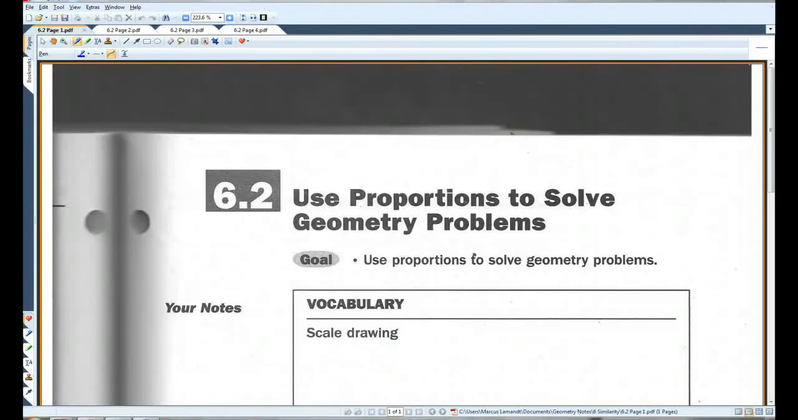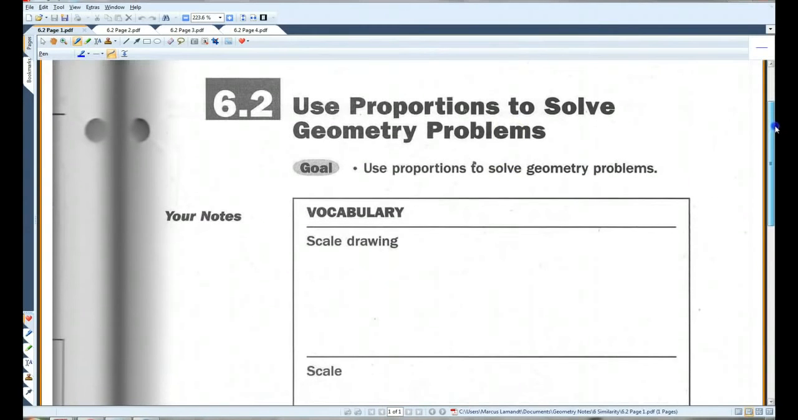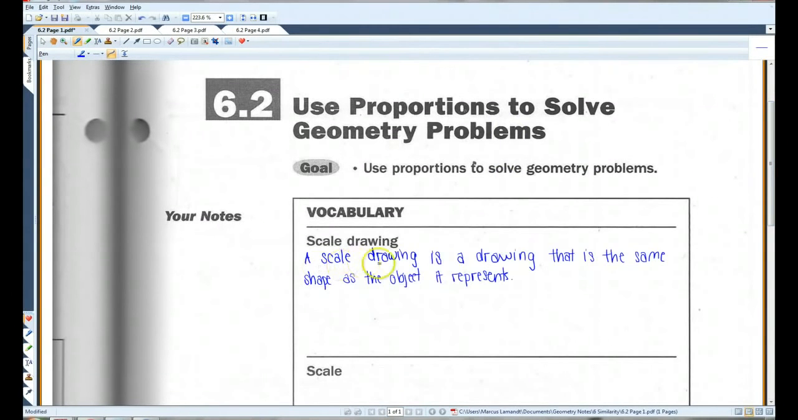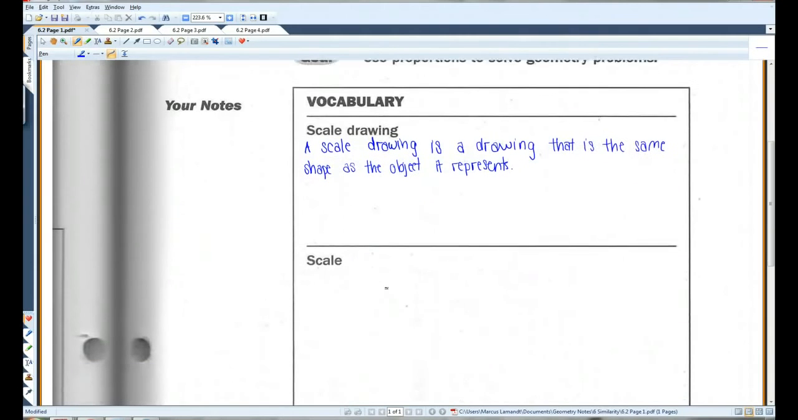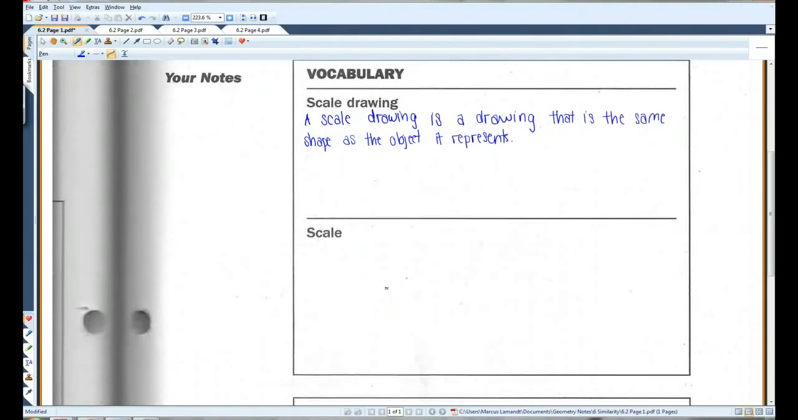Alright, 6.2, use proportions to solve geometry problems. I think most of you already kind of know what a scale drawing is. A scale drawing is a drawing that is the same shape as the object it represents. Maps are good examples of scale drawings, or if you have ever seen a diagram of a house or a room that's drawn quote-unquote to scale, those are scale drawings. We'll do some examples of what these are.